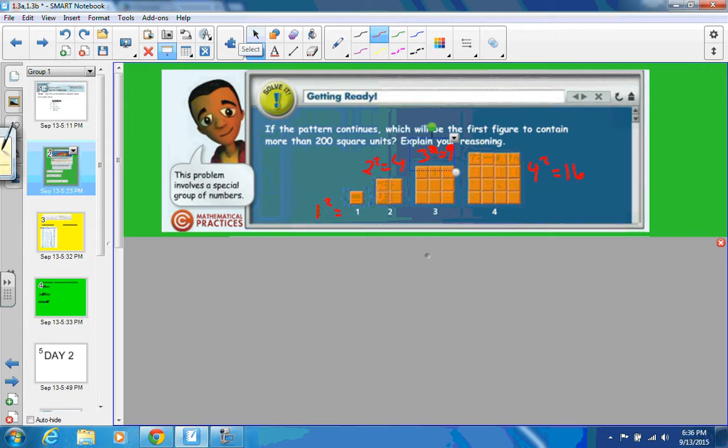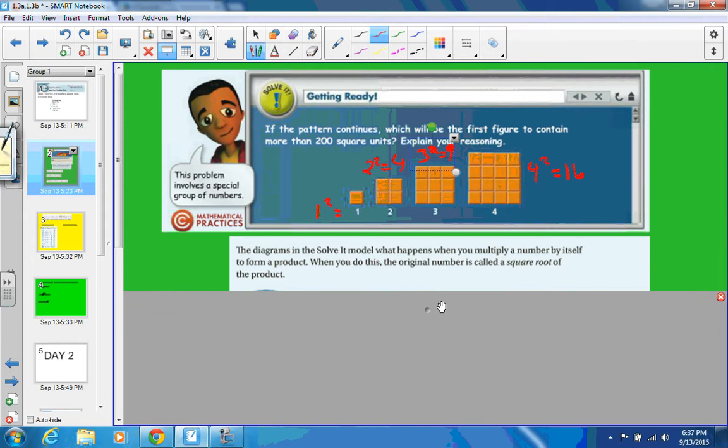My hope is that you remember doing this a little bit with exponents. I know we reviewed exponents in the last section, and exponents like this with an exponent of 2, the opposite of that, going backwards, is what we're going to be talking about today. Square roots is actually the opposite. So it says right here, the diagrams in the solve it above model what happens when you multiply a number by itself to form a product. When you do this, the original number, in this case the first one we had 1 was our original number, second one was 2, 3, 4, that is called the square root of whatever the product is.